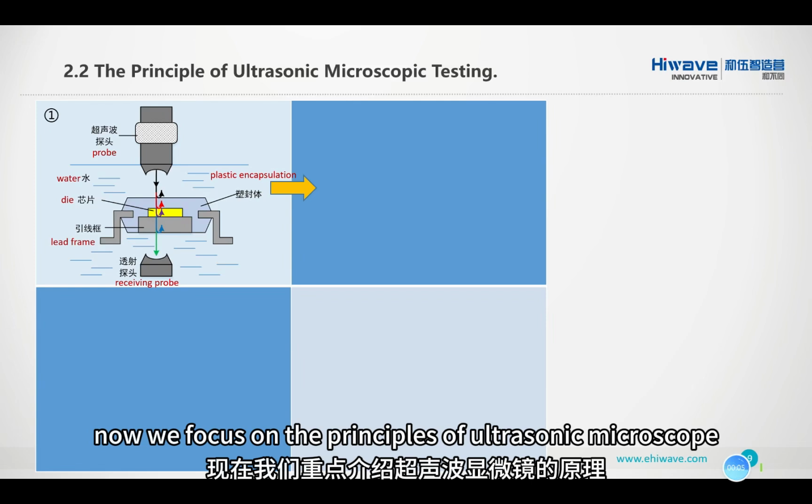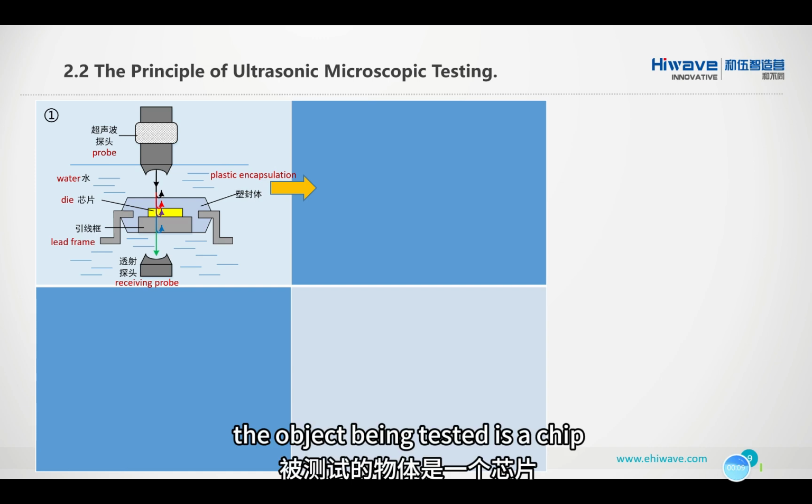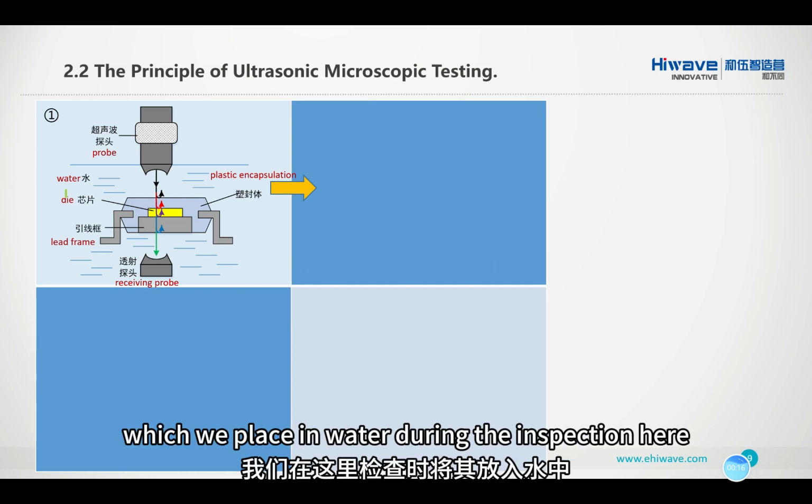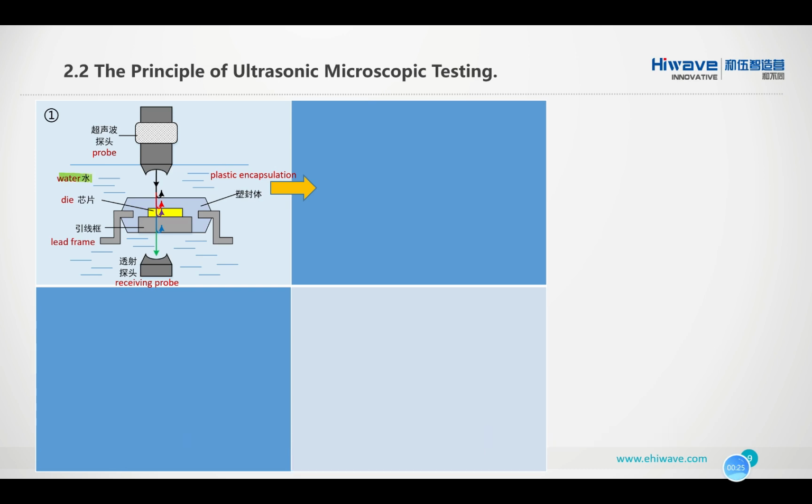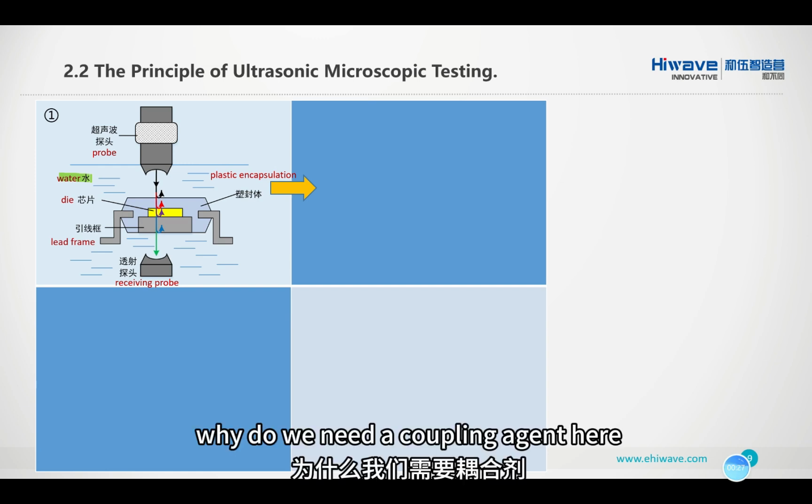Now we focus on the principles of the ultrasonic microscope. The object being tested is a chip, which we place in water during the inspection. The water acts as a coupling agent. But why do we need a coupling agent here?